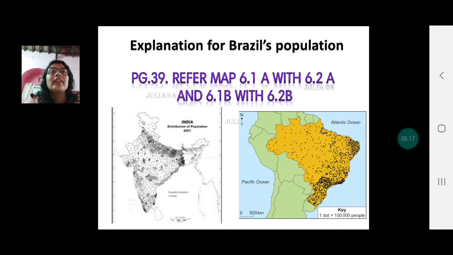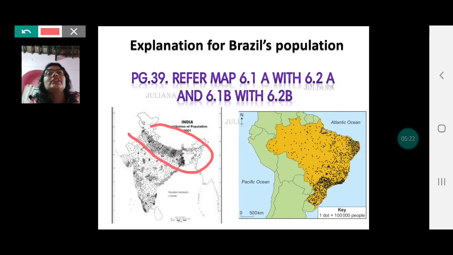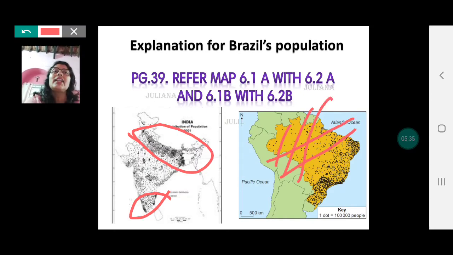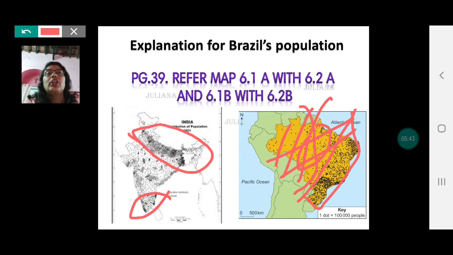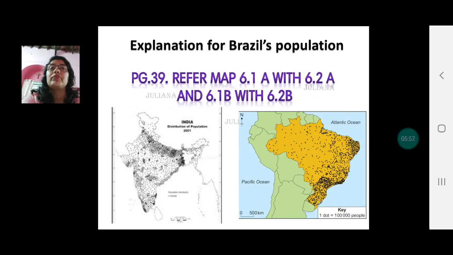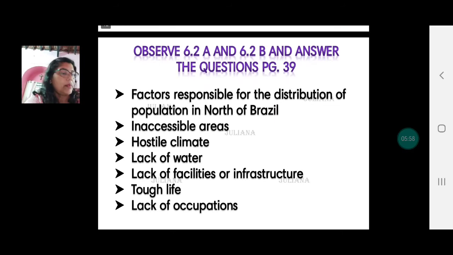Both are using the dot method. What do you see? In the northern plains of India, you find a huge population. That means the population of India is concentrated in the northern plains and here in the south. But in Brazil, this area is totally vacant, right? So there's hardly any people residing in the north, in the central and in the western part. Most of the people are situated in this much area, that is the eastern plains. So that is what we can realize when we compare the map of India and the distribution map of Brazil.